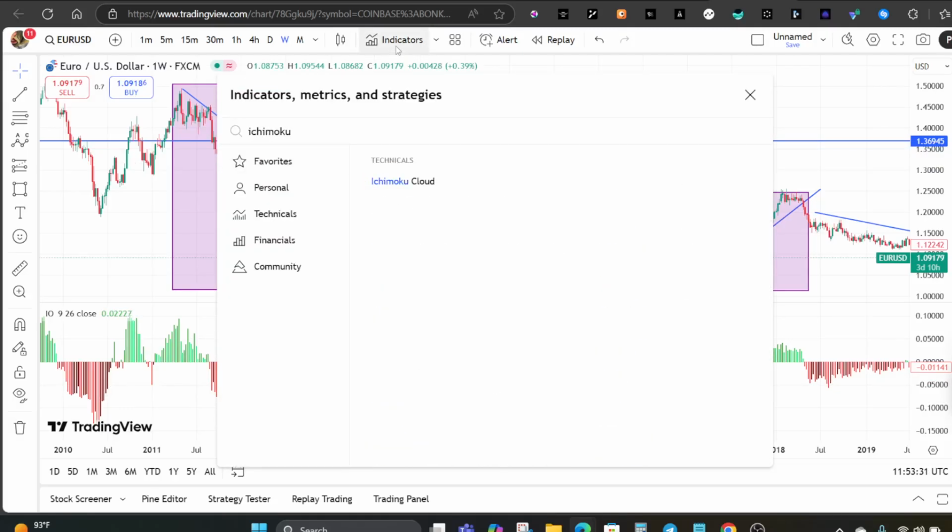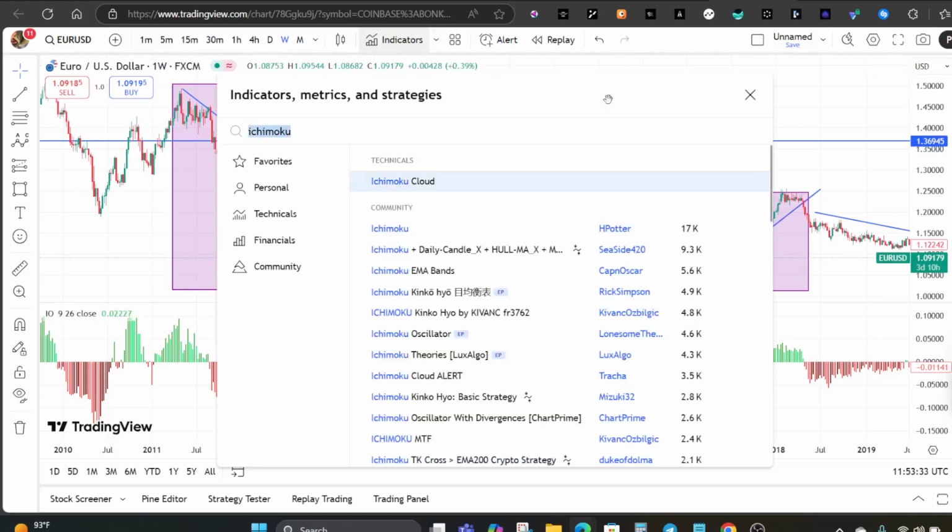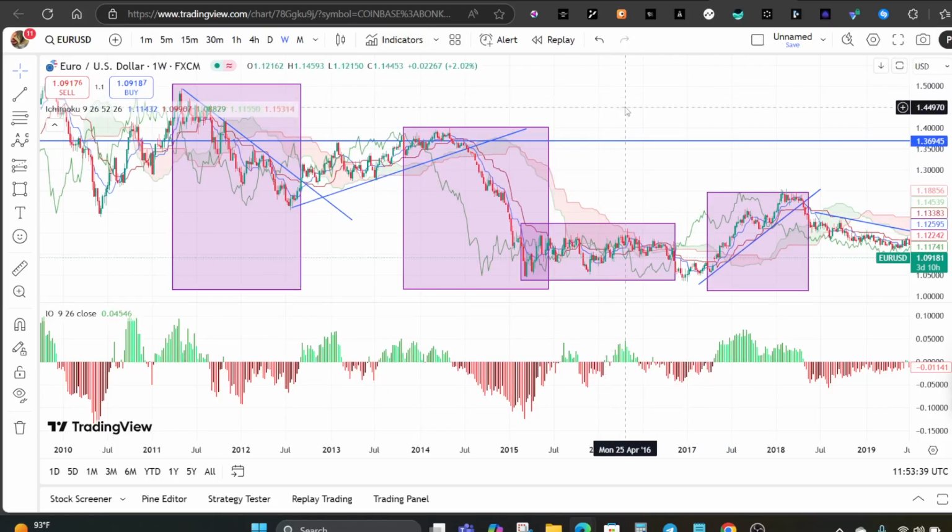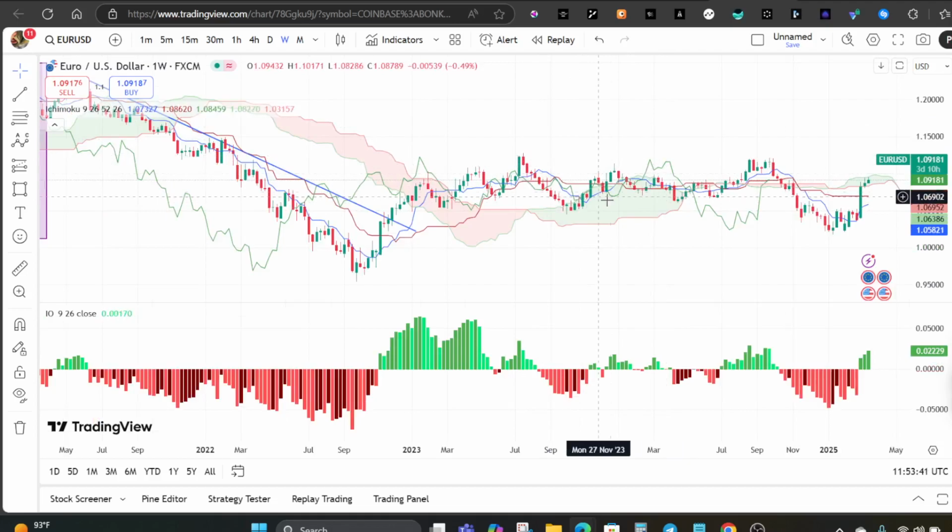If you're familiar with the Ichimoku Cloud, you can see that the Ichimoku oscillator is quite easier to interpret, okay, because you get a simple oscillator with straightforward signals compared to the complexities of the Ichimoku Cloud.